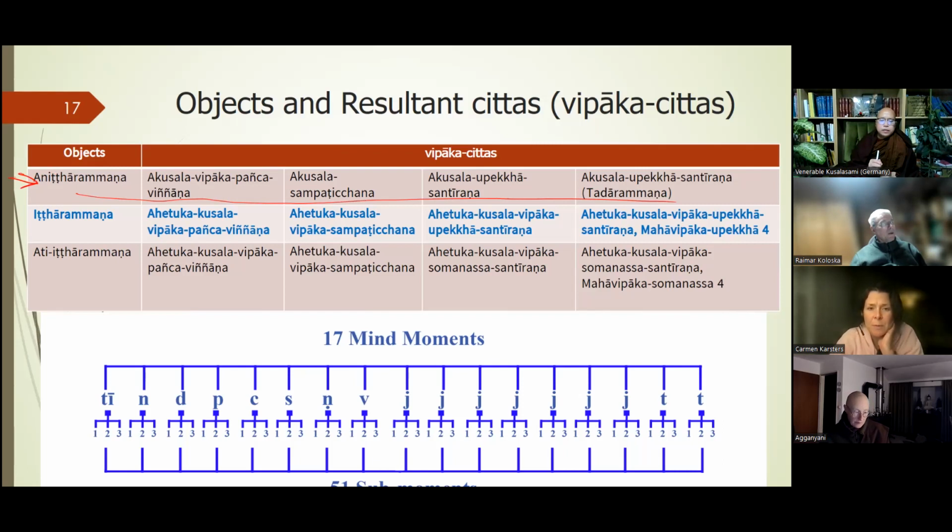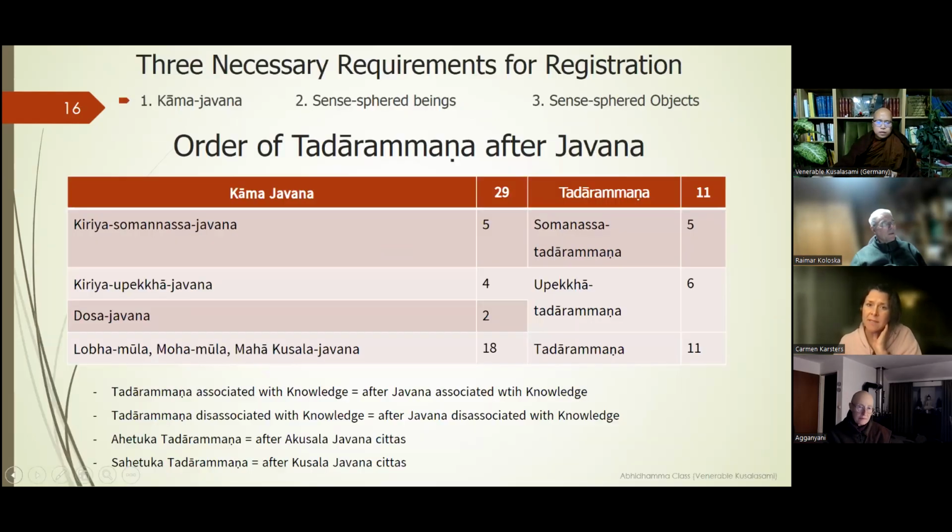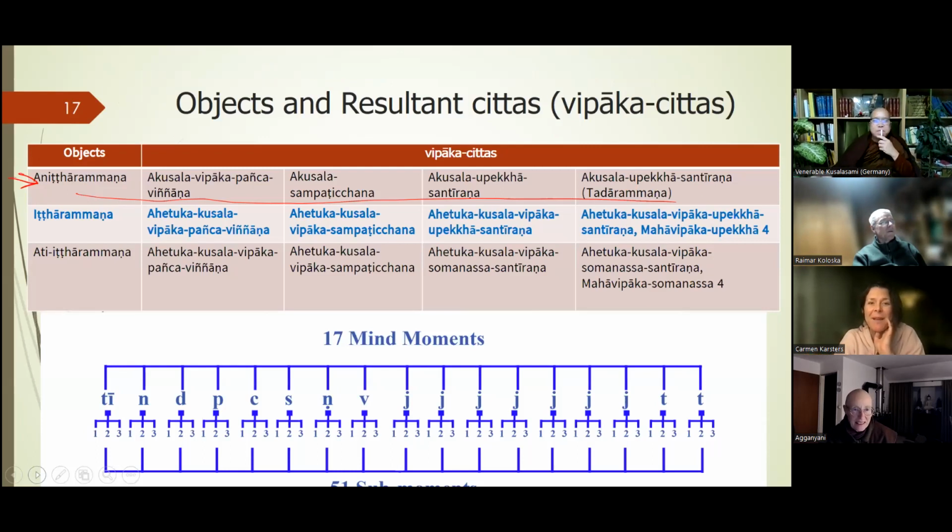Yeah, but then I'm a bit confused because there it says akusala with the Ramana. I'm now totally confused. Does somebody understand what I'm confused about? Yeah, here in this scheme you have the last block: akusala upekha santirana. What is that? Because it's a Tadaramana. But the Tadaramana cannot be akusala, we just said in the other scheme.